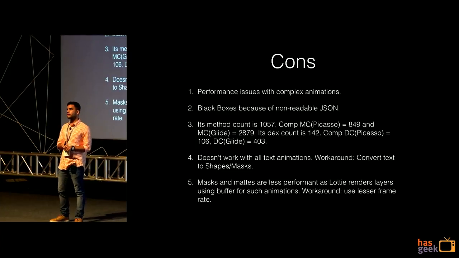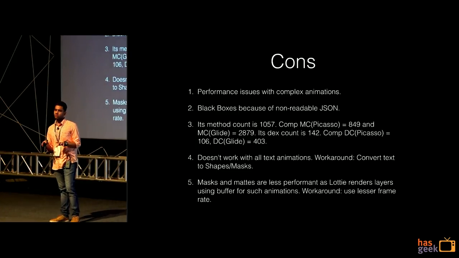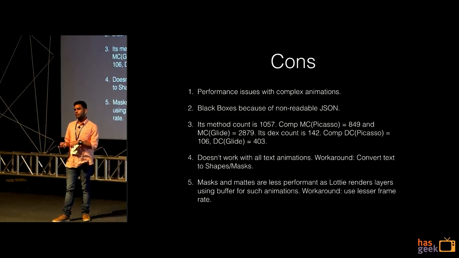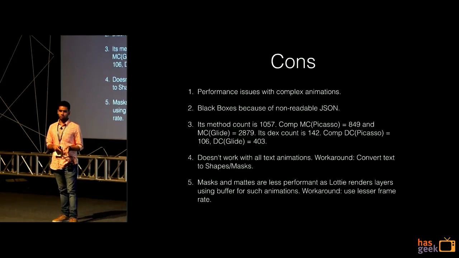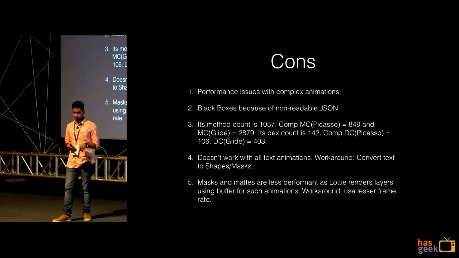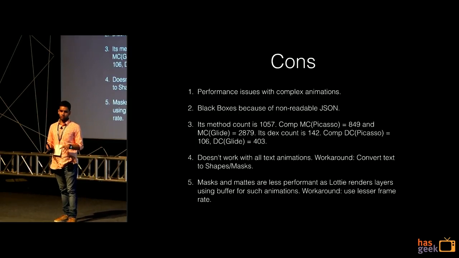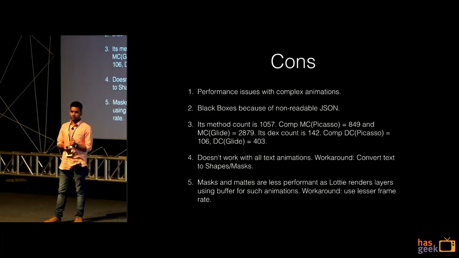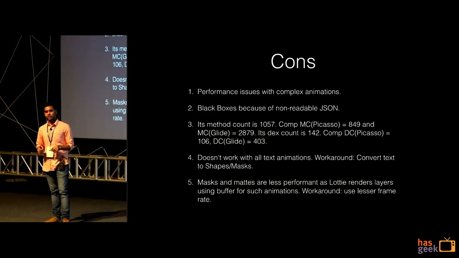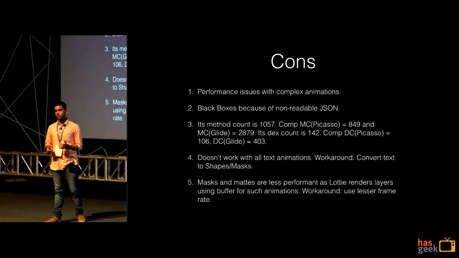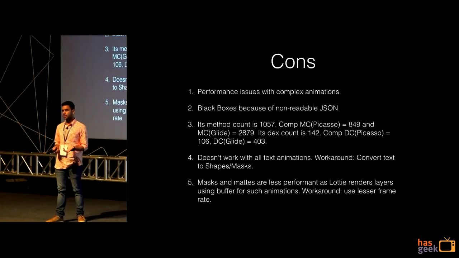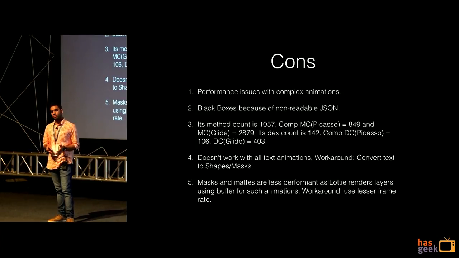I tried doing it, and it played fine on lottiefiles.com, but when I put it in my Android Studio, the text wasn't very clear. So I looked for it, and they said convert the text into shapes, and I did it, and it worked just fine. And masks and mats are less performant, as Lottie renders layers using the buffer. So if you're using masks and mats, which is the terminology of After Effects, you should be using hardware acceleration.